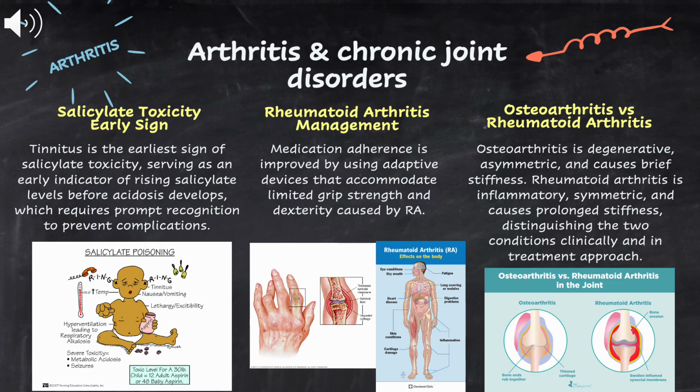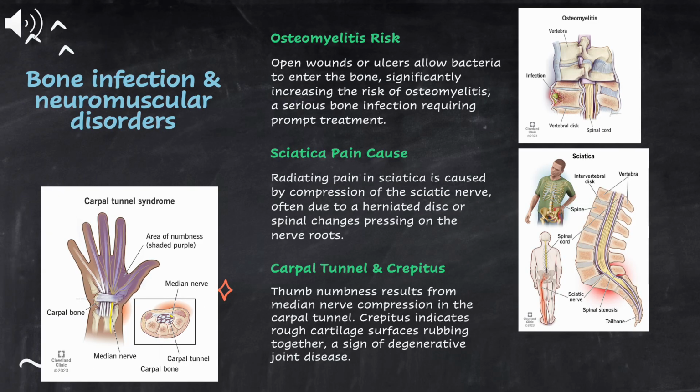Now, let's compare osteoarthritis and rheumatoid arthritis. Osteoarthritis is degenerative. It results from cartilage wear and tear. It is typically asymmetric and causes brief morning stiffness that improves with movement. Rheumatoid arthritis is inflammatory, autoimmune, and symmetric. It causes prolonged morning stiffness, often lasting more than 30 to 60 minutes. For exams, remember, degenerative and brief stiffness, think osteoarthritis. Inflammatory and prolonged stiffness, think rheumatoid arthritis.